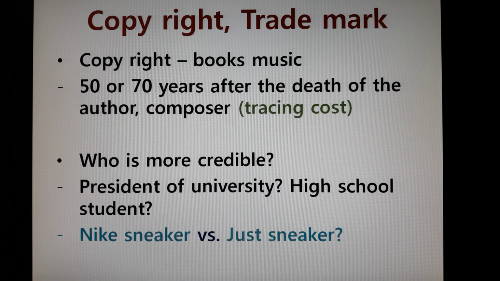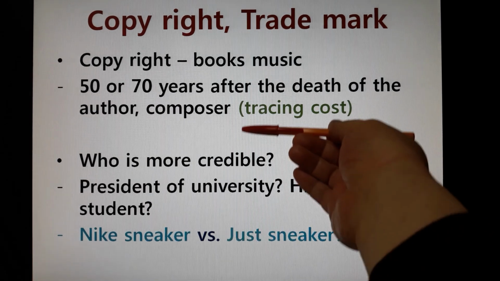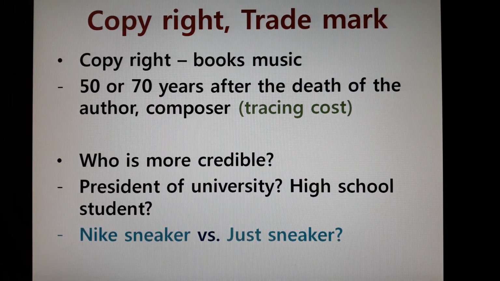But not more than that because of tracing cost, which means when I write a book, I am obliged to check maybe the past 100 years, whether somebody wrote something and I might copy it, violating copyright. But if I'm obliged to check 1,000 or 2,000 years, that's too much burden for the writer or composer. So the law said, okay, just check the recent years.